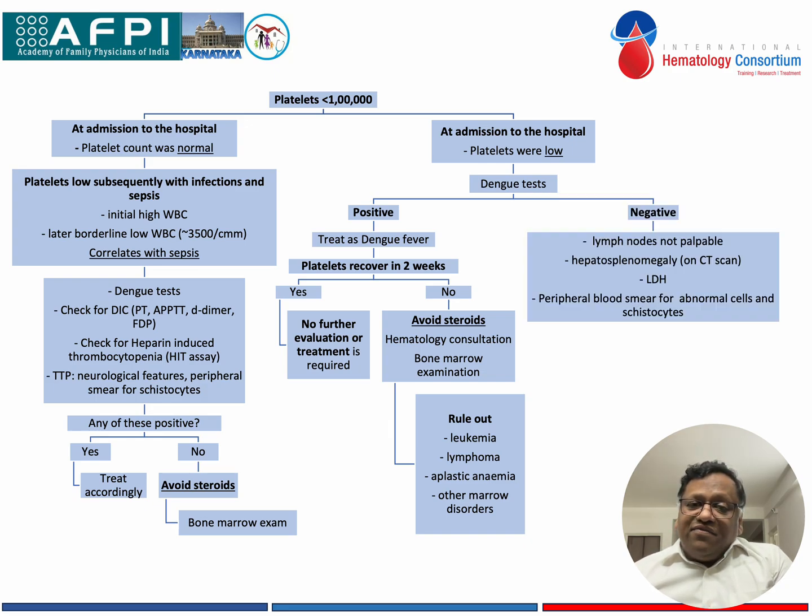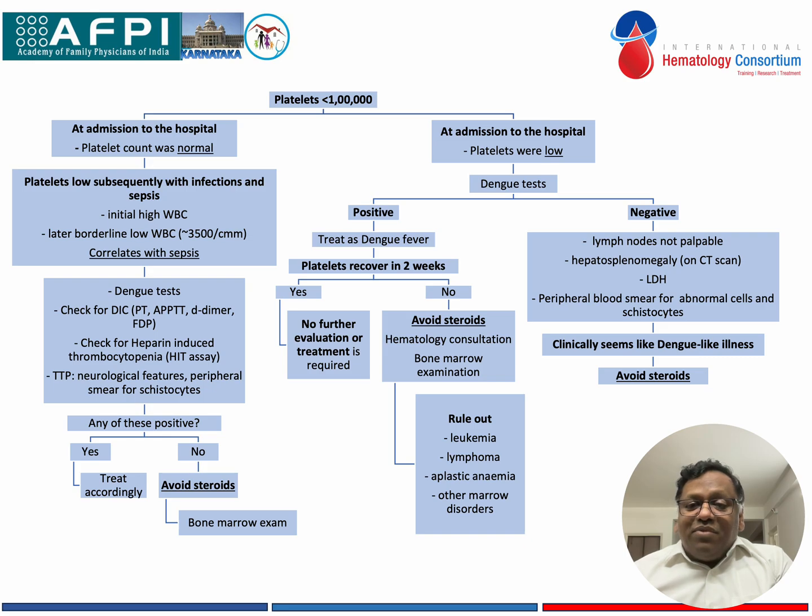Now, in the beginning, if the dengue test comes negative, you may still feel, hey, maybe this is a dengue-like viral illness. Yeah, the dengue tests are negative, but it looks like dengue. Sure, why not? But look for lymph nodes, liver, spleen, do an LDH, do a good peripheral smear examination. If all of that is fine, sure, you can have a provisional diagnosis as a dengue-like viral illness.